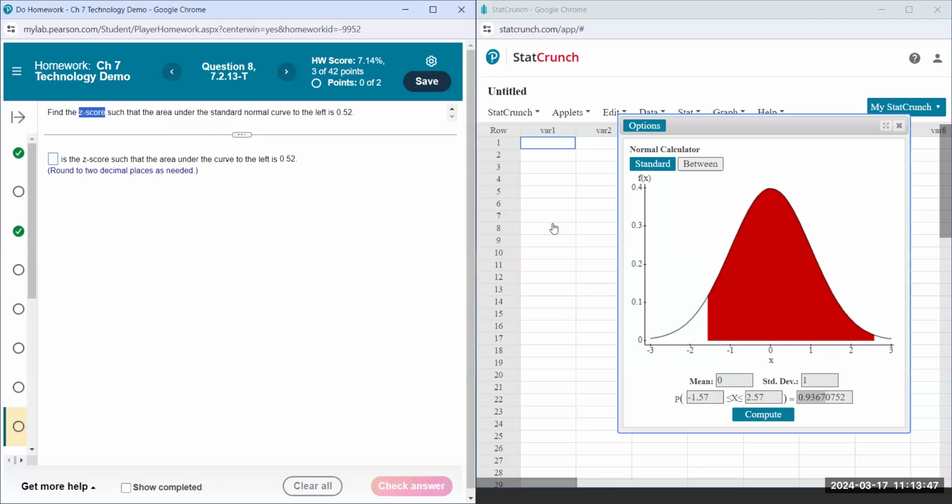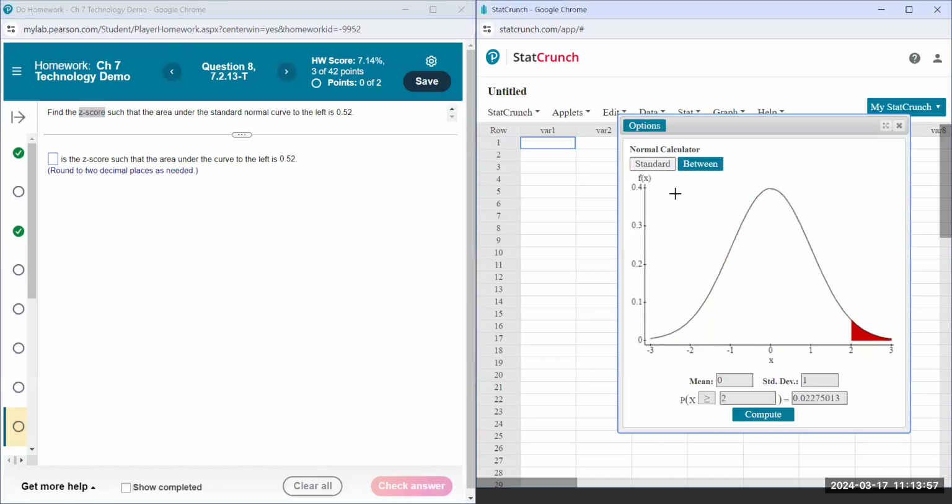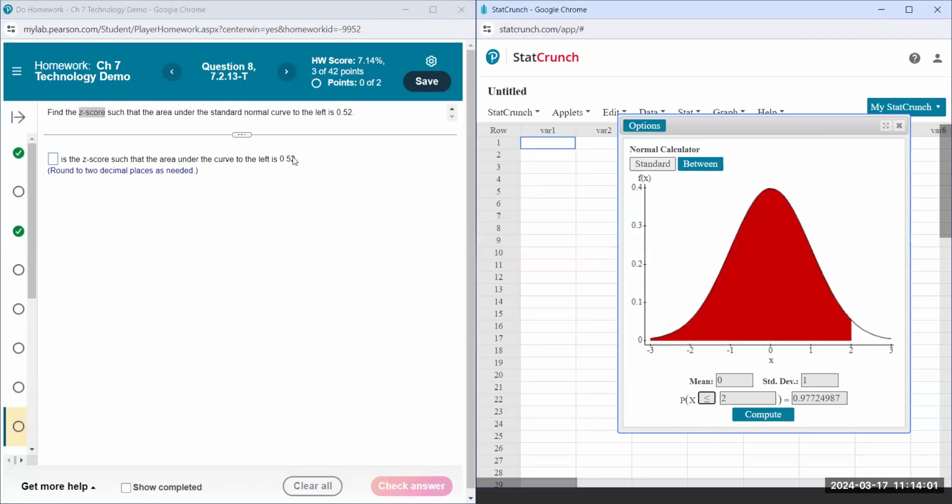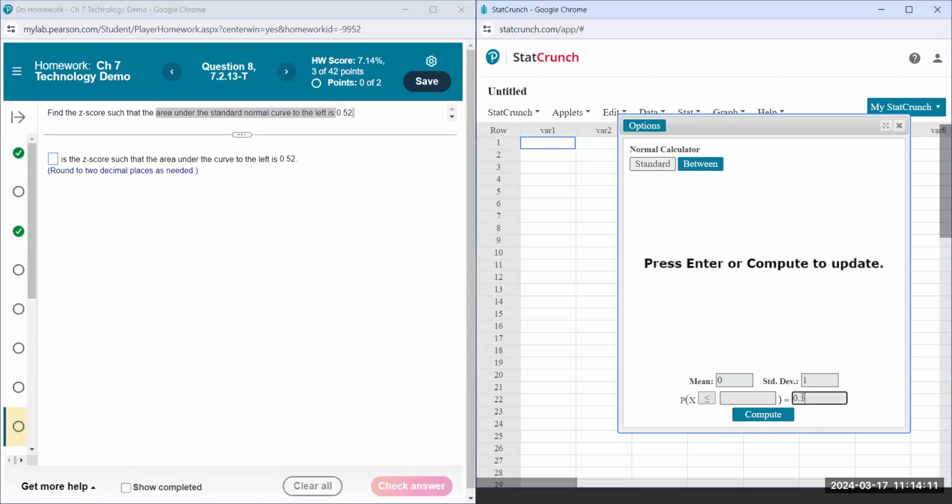You want that x so that it takes up the area to the left of 0.52. So we're going to go back to standard. And this one is left. So we want the left-hand side shaded. But this time you have to be careful because this time they're giving us the space that it's taken up. So 52% is being shaded. So you want to put it over here on the right-hand side.